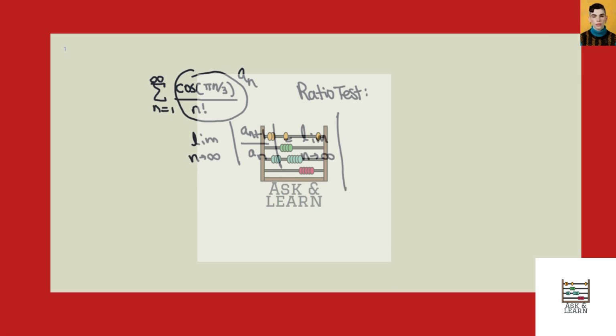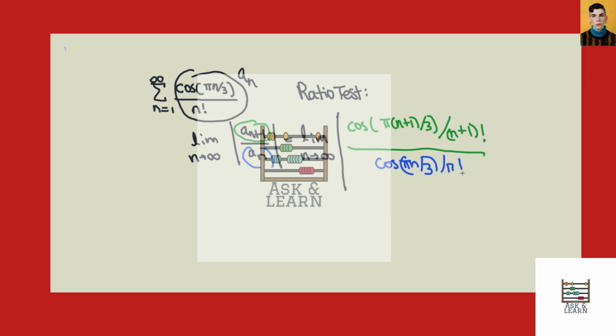So first we have the numerator, a_(n+1). So that'll be cosine, and then we have an n plus 1 here. And we're dividing that by the denominator here, n. And now we'll go ahead and flip this blue fraction and multiply it to the green.